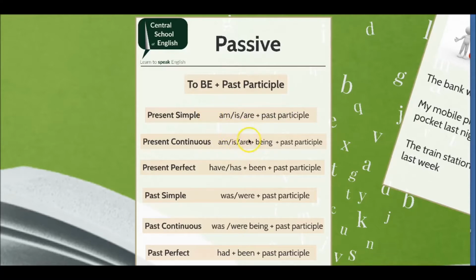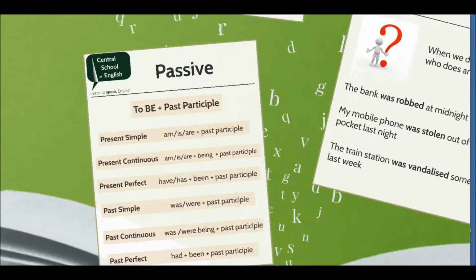The present continuous passive is am, is, or are being plus the past participle. The present perfect passive is have or has plus been plus the past participle. The past simple passive is was or were plus the past participle. The past continuous passive is was or were plus being plus the past participle, and the past perfect passive is had plus been plus the past participle.